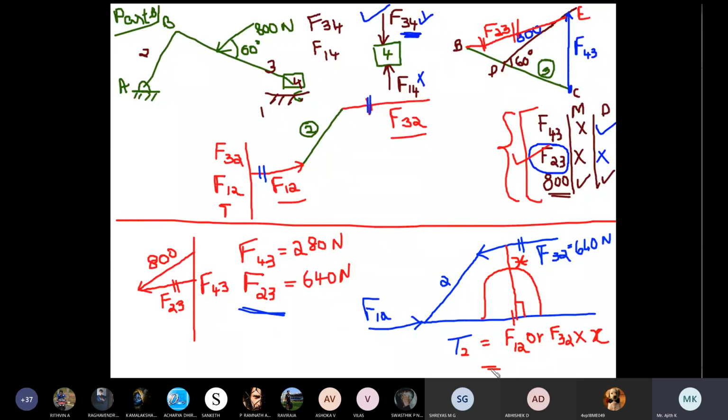So the final answer I will tell you. F32 is 640 Newton into x. You will get 96,000 Newton mm.